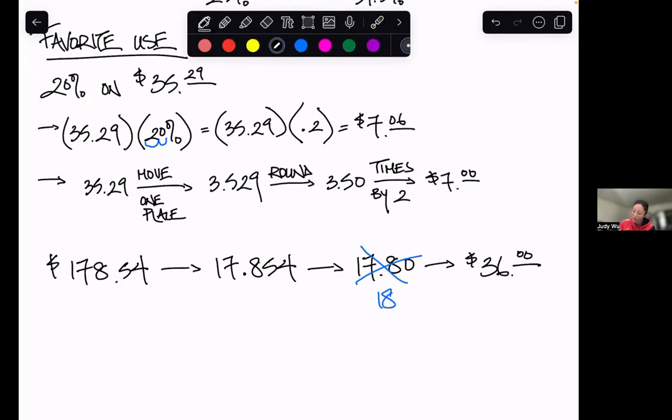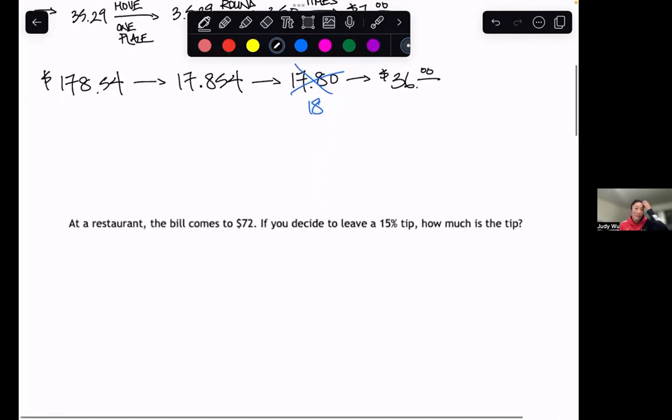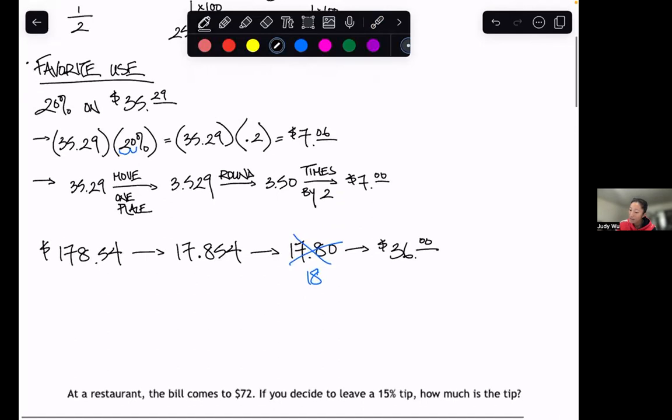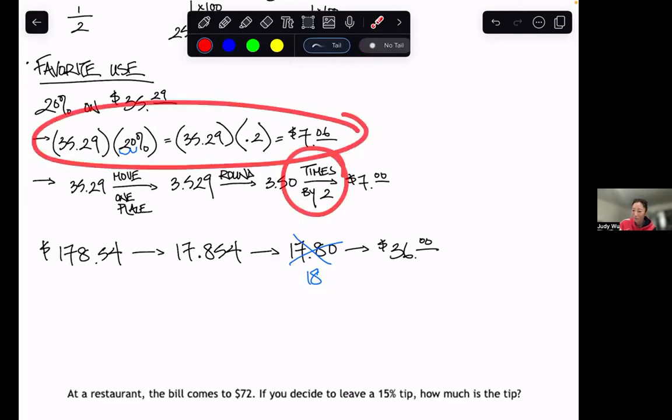All right, so let's try this on a different example. This one might be something more aligned with the questions you'll see in your homework. So it says, at a restaurant, the bill comes to $72. You decide to leave a 15% tip. How much is the tip? In this case, they're asking for 15%. That would mean we would have to times by 1.5. That's a little bit harder for me to do in my head. So I'm just going to go ahead and use my calculator to figure this out.